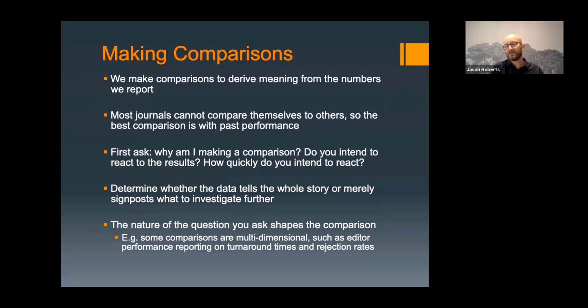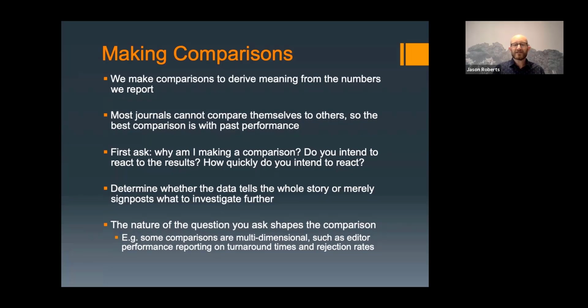If you happen to be able to see data for another journal for whatever it is that you're measuring, just understand that could be a completely different author base. Maybe the editors behave in a different way. It's almost impossible to look at another journal and measure yourself against that, unless your journals are almost identical in many different ways.